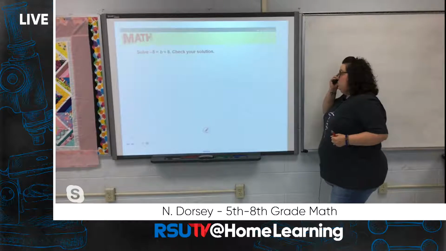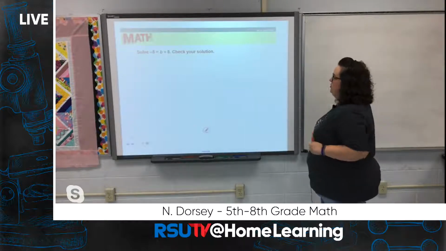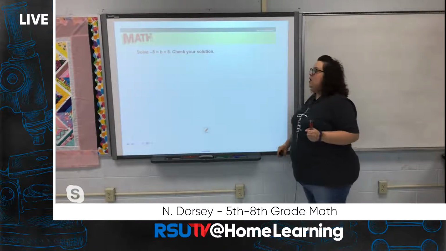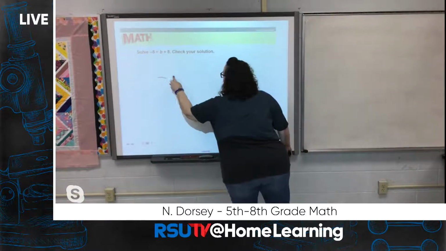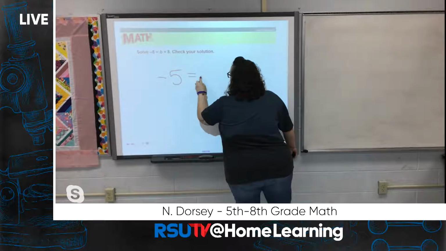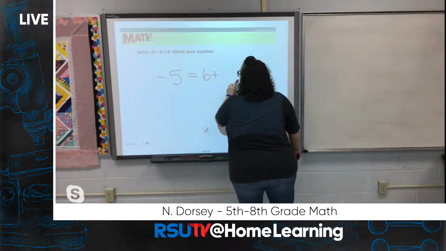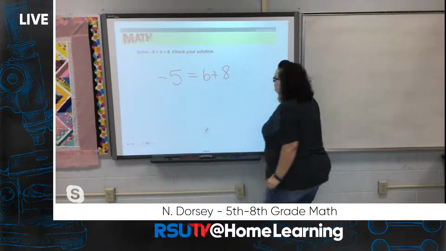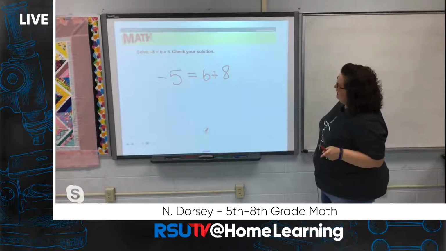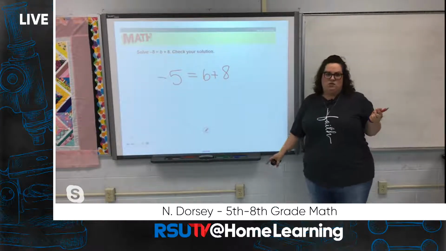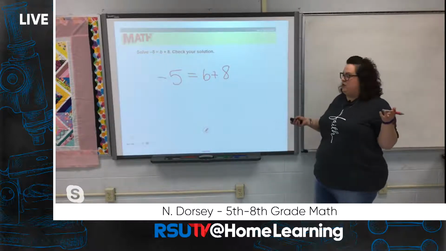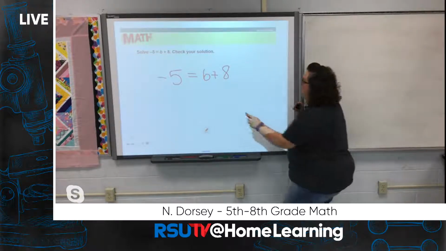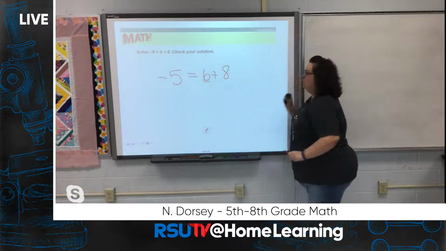Okay. Ooh, this one looks a little bit different, Mrs. Dorsey. Why, yes, it does. So we have negative 5 equals b plus 8. That looks like a 6, but that's actually a b. My students get confused with that all the time. I can't change the way I write things, but that's a b. I'll underline it so you know.